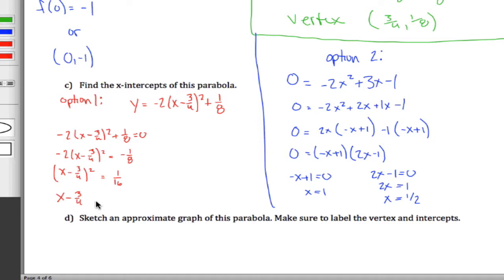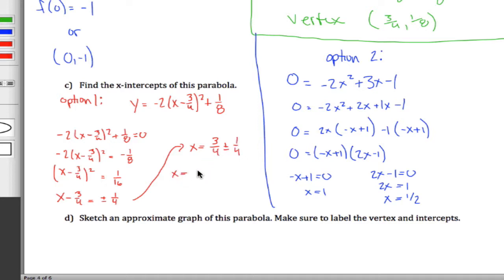Now you take the square root of both sides of the equation. If you take the square root, you have to make sure you put in the plus or minus. The square root of 1/16 is 1/4. So finally, what you get is that x is equal to 3/4 plus or minus 1/4.